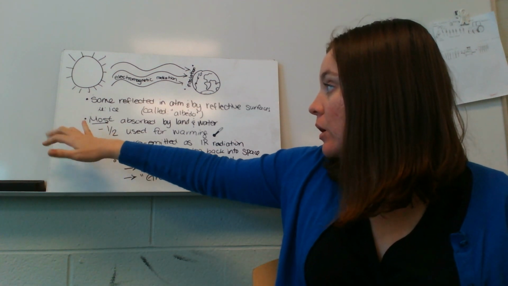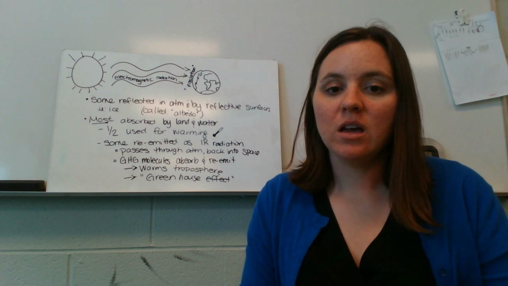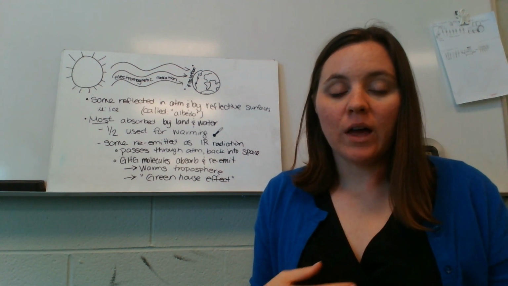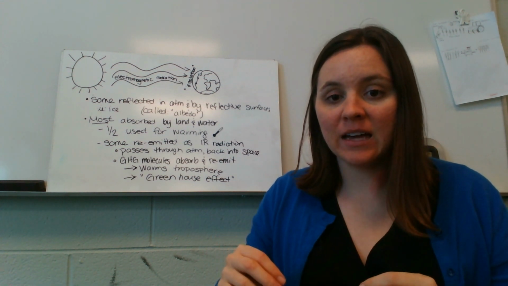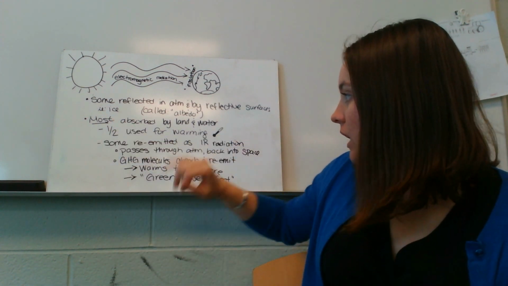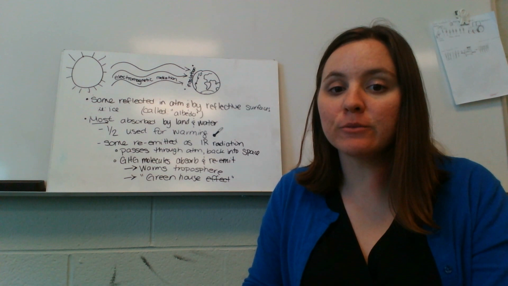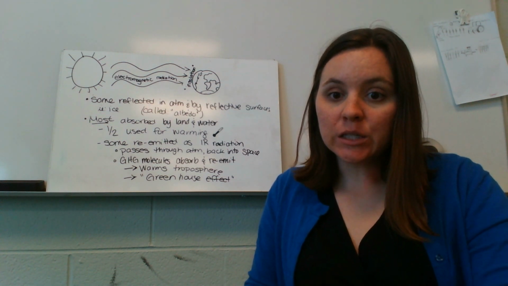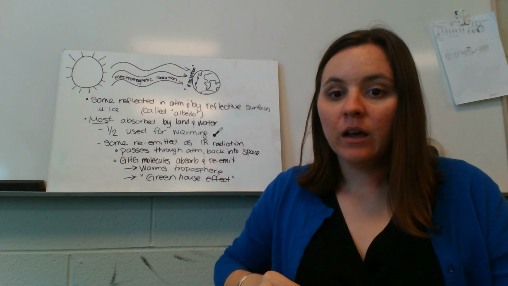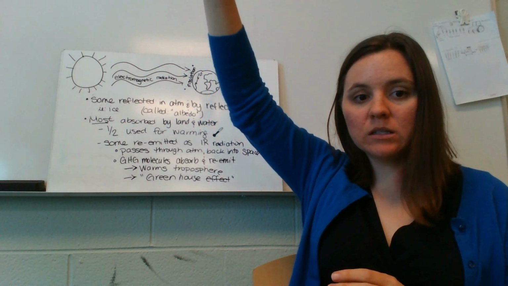And then that's just a small fraction of it, but most of that energy is absorbed by land and water surfaces. And so that energy that is absorbed, about half of it is used for warming the surface of the Earth and the water. And then the other half of that energy is re-emitted as infrared radiation. So then that infrared radiation that has been re-emitted by the surface of the Earth, some of that passes through the atmosphere and goes right back out into space.